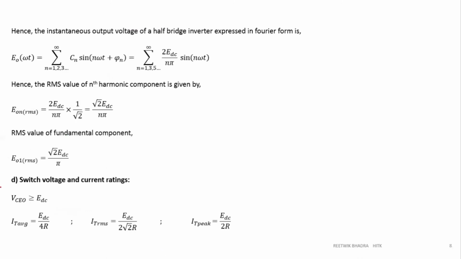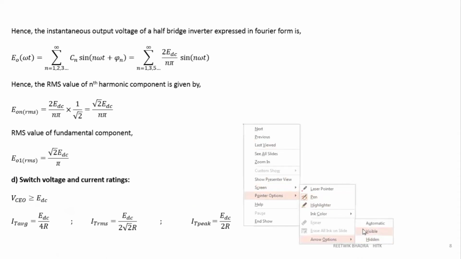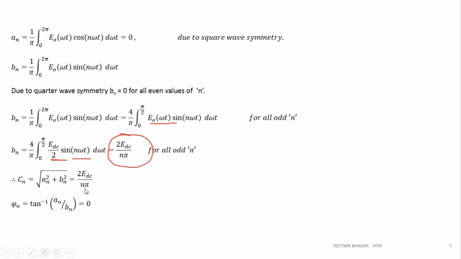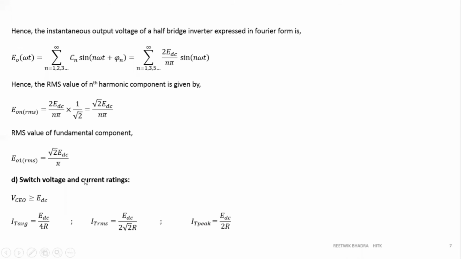Now substituting in this value, we know that this is my general expression for e0(ωt), the sum of Cn sin(nωt + φn). Now I have taken n from 1 to infinity; this will be replaced by all odd numbers 1, 3, 5 to infinity. Cn we had already calculated by integration, that comes out to be 2 EDC by n pi, replaced over here. Phi n is replaced by 0. So this becomes Cn sin nωt.